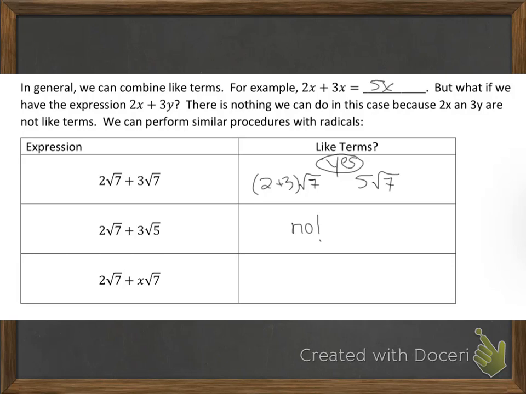What about 2 square roots of 7 plus x square roots of 7? Well, in this case, we would have 2 plus x times the square root of 7. Since I don't know what x is, I can't simplify this any further. Make sure you use parentheses to group the 2 and the x together.